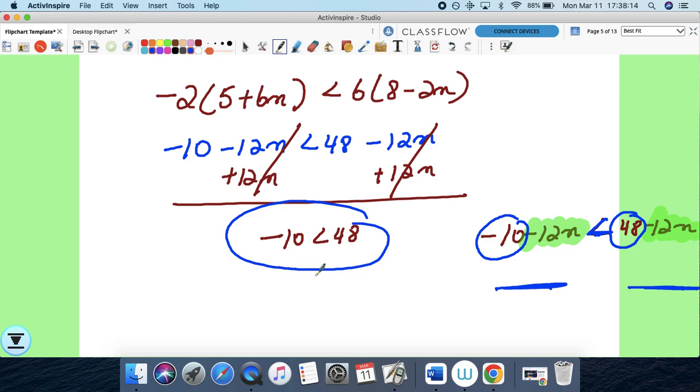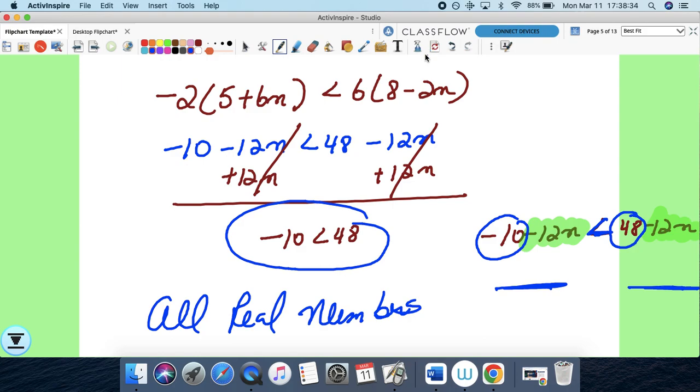So no matter what value for n, and you can take a few, pretend n equals 2, n equals 5, n equals negative 7, plug it in here. You will notice that the left side will always be less than the right side. So this one is, again, all real numbers.